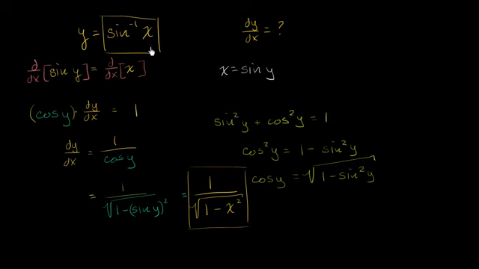So let me just make that very clear. If you were to take the derivative with respect to x of both sides of this, you would get dy dx is equal to this on the right-hand side. Or we could say the derivative with respect to x of the inverse sine of x is equal to 1 over the square root of 1 minus x squared.